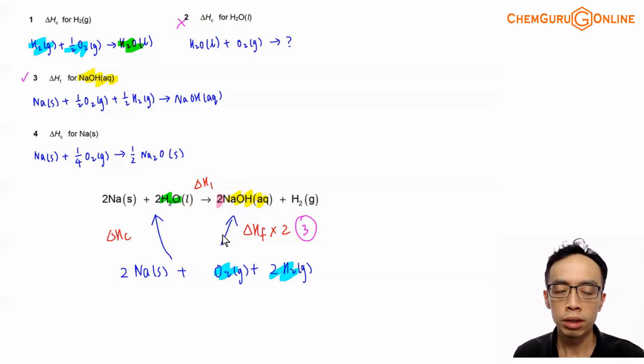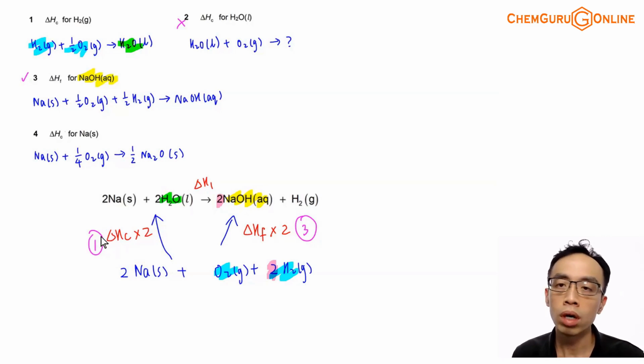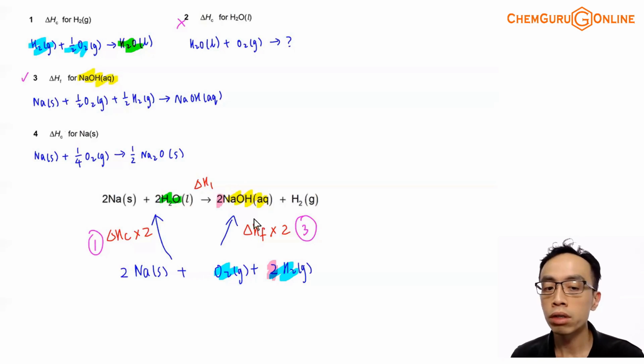Then again, we have to consider how to modify the coefficient for combustion. Combustion is with respect to per mole of the substance that you're burning. So if I am burning 2 moles of hydrogen, then this will be enthalpy change of combustion for hydrogen times 2. And we know that this is related to process number 1. So basically, we already have the energy cycle. Then if we want to, we can apply Hess's law and write out the relationship involving these 3 enthalpy change terms: the enthalpy change of reaction number 1, the combustion of hydrogen, as well as the formation of sodium hydroxide aqueous.